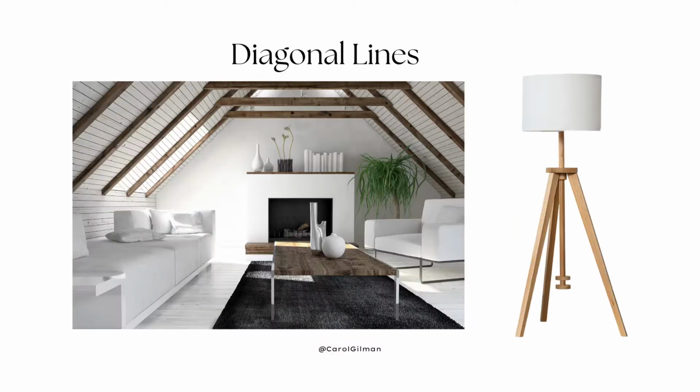And then even if you have, say, a sloped ceiling with beams, those are diagonal lines, and these are very prominent because there is a contrast between the beam color and the rest of the ceiling color. So you notice those diagonal lines right away. And even the diagonal lines of this almost tripod design of a floor lamp.